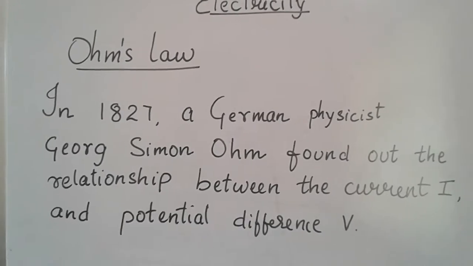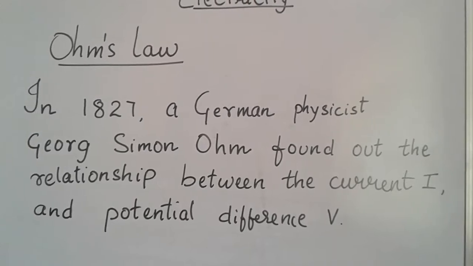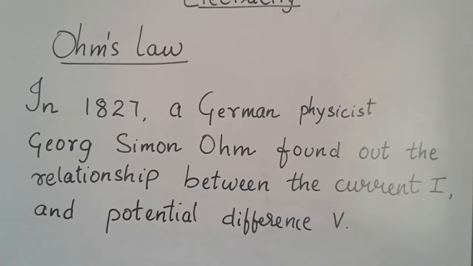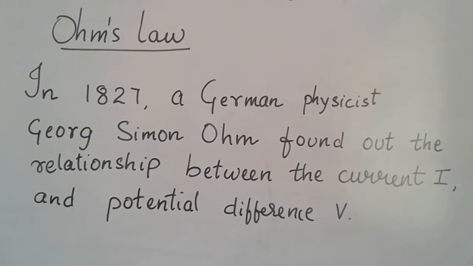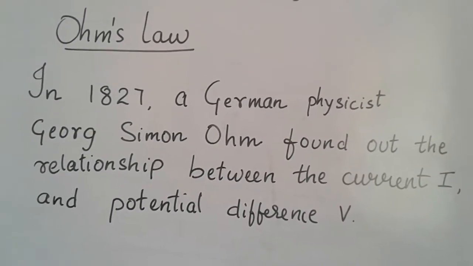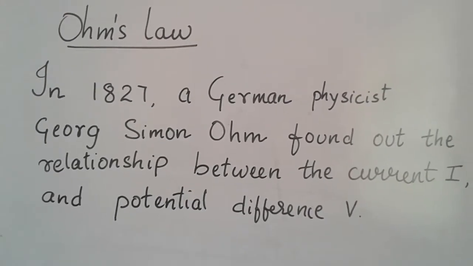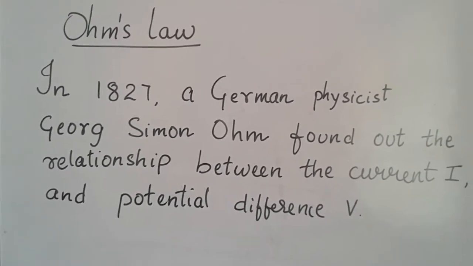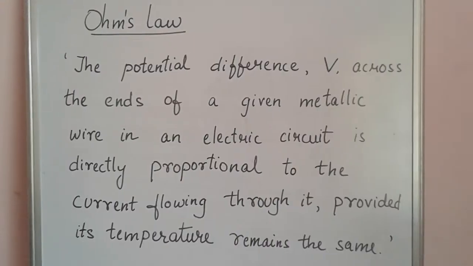Ohm's law was given in 1827 by a German physicist, George Simon Ohm. He found out a relationship between current and potential difference which exists between the terminals of any conductor. Let us see what he concluded from his experiment.